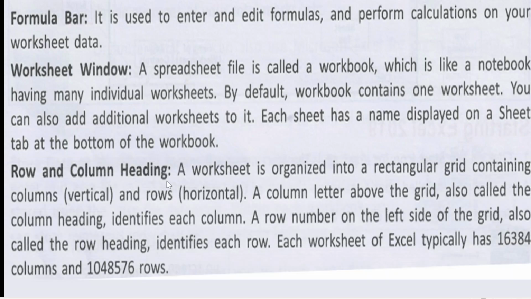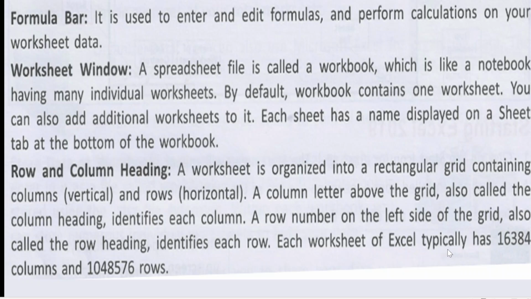Row and column heading. A worksheet is organized into a rectangular grid containing columns which are vertical and rows which are horizontal. A column letter above the grid, also called the column heading, identifies each column. A row number on the left side of the grid, also called the row heading, identifies each row.